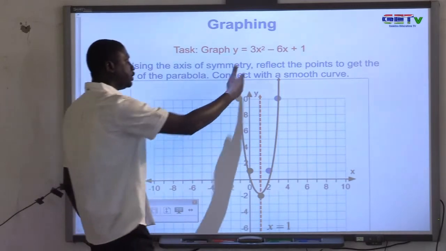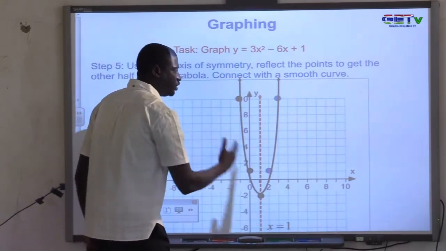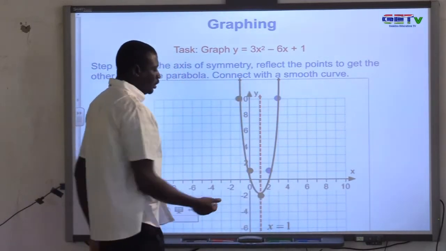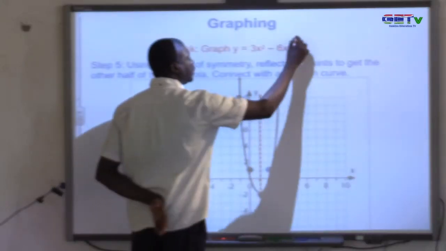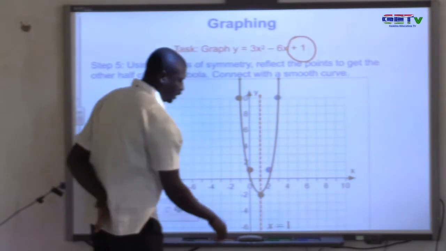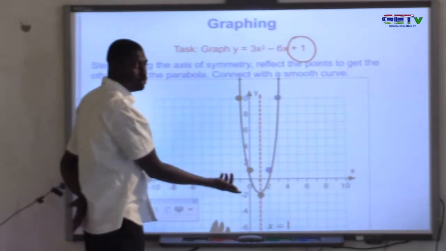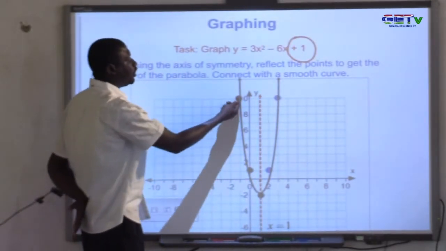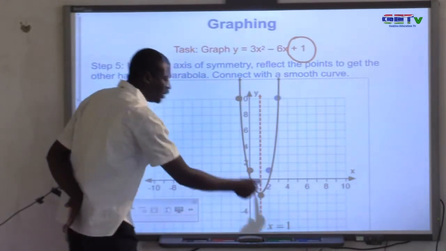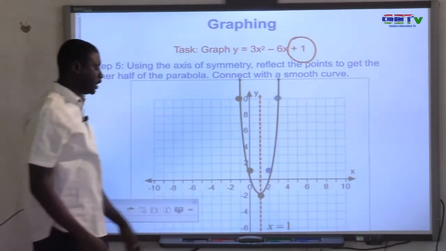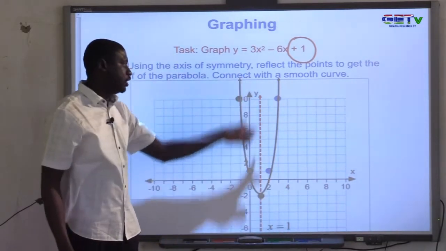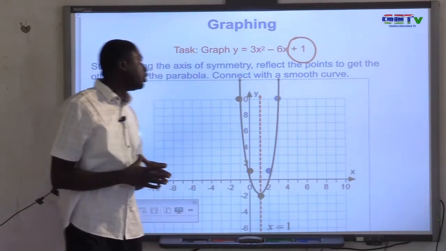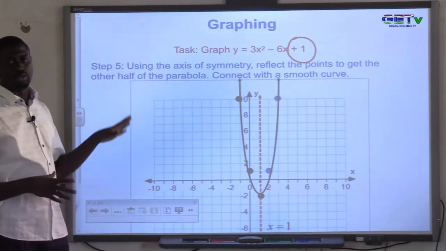We can see this is the line of symmetry that divides the parabola into 2 halves. The y-intercept, which is always the constant term there, should be on 1, which is also important. And then we find another point, and then we connect all the 3 points together, so we get this. So you can see here, x equals 1 is the line of symmetry. So this is the way we draw the graph of a quadratic function.